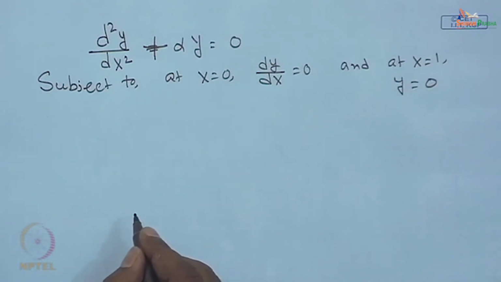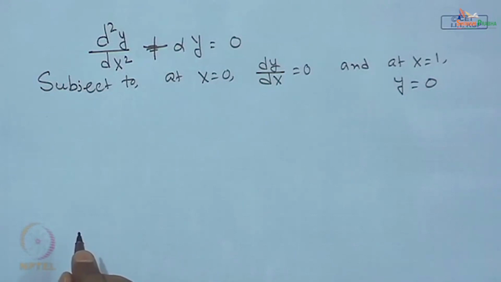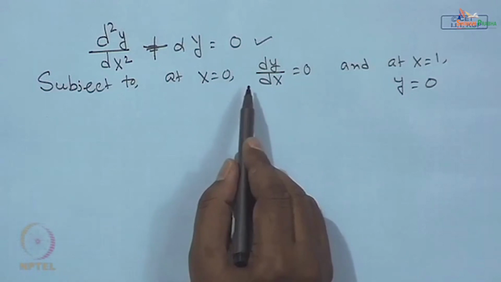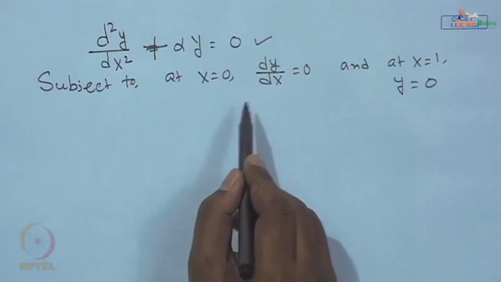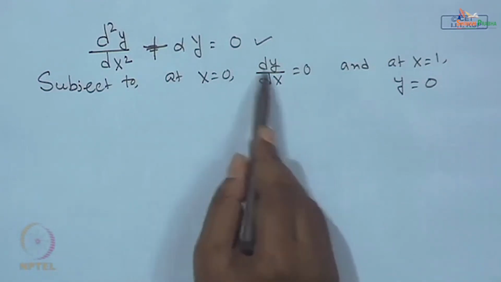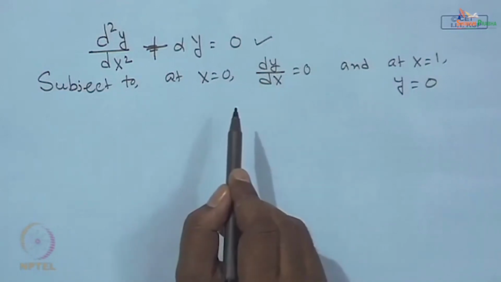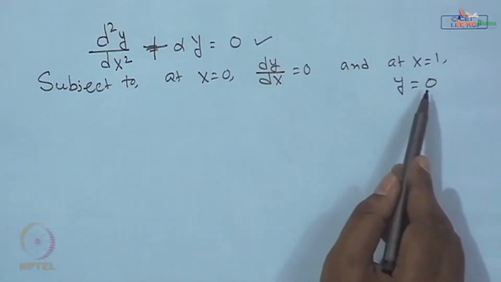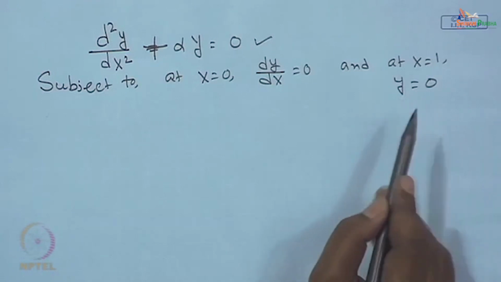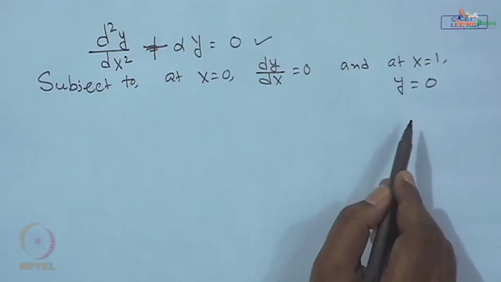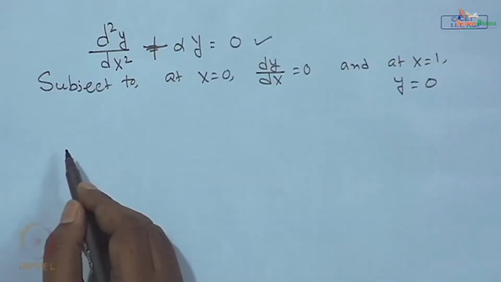So, what is the difference between this problem and the earlier problem? The governing equation remains the same, only the Dirichlet boundary condition at x is equal to 0 is replaced by a Neumann boundary condition dy/dx is equal to 0, and at the other end, x is equal to 1, the boundary condition remains the same, it is a Dirichlet boundary condition. So, that is the difference between this problem and the other problem.